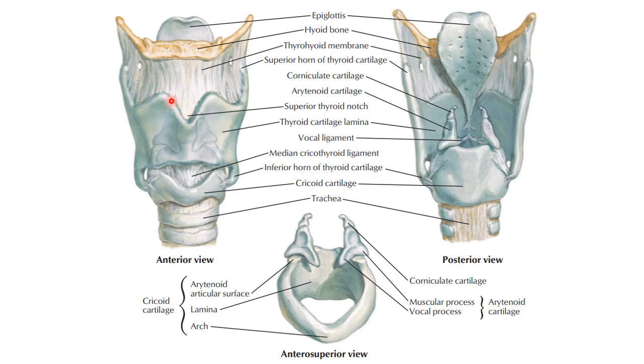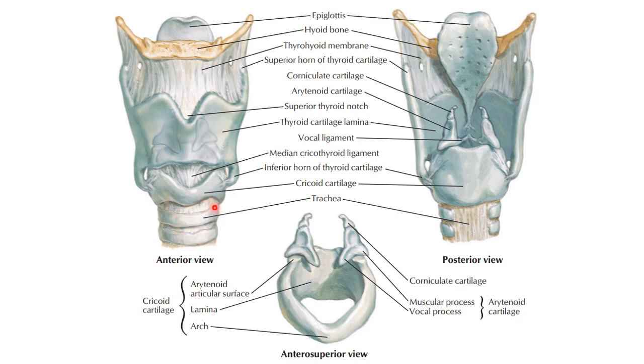Next, you have here the fusion at the midline of the right and the left lamina of the thyroid cartilage, and this is what produces the superior thyroid notch. This is the thyroid lamina, and next you have here the inferior horn of the thyroid cartilage, which is how the thyroid cartilage connects to the most stable of the laryngeal skeleton, the cricoid cartilage. So this is the cricoid cartilage, and inferior to the cricoid cartilage will already be the trachea.